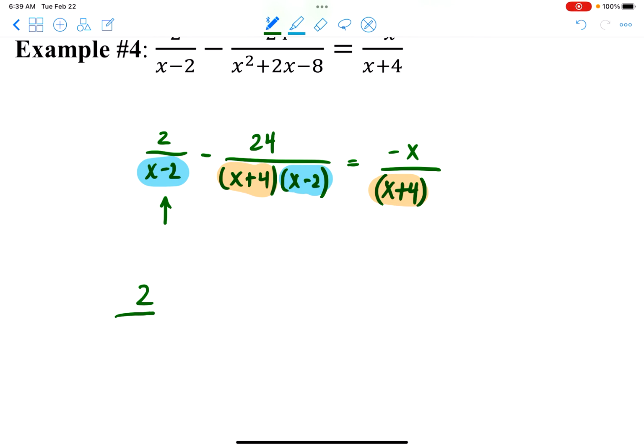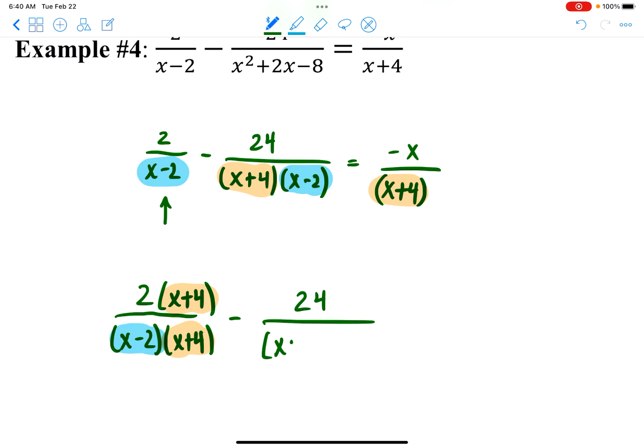So we're going to have 2 over x minus 2. So this guy needs the x plus 4 on the bottom and the top. Don't forget to do it on the top as well. Okay, that's a common mistake. So there's the x plus 4. The second fraction is good to go. It already has everything, so it doesn't need anything. It's got the x plus 4 and the x minus 2.